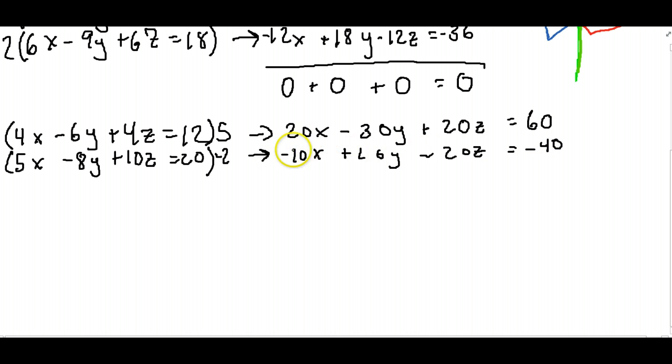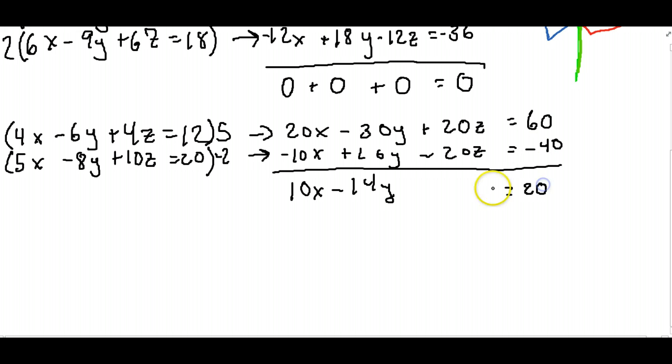Okay, now we're just going to add these and see what we get. So we're starting left to right. 20x minus 10x is 10x. Negative 30y plus 16y gives us negative 14y. 20z minus 20z is 0 equals 20 minus 40. 60 minus 40 is 20. Okay, so if we're looking at this, we have 10x minus 14y equals 20.